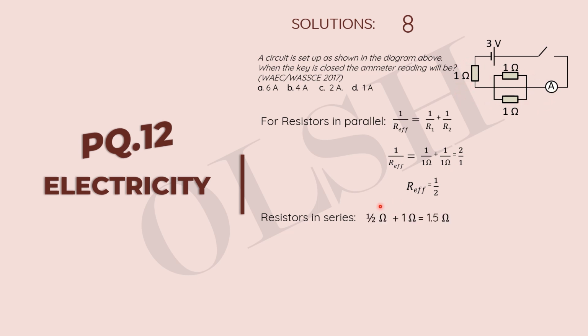So we add both resistances to get the resistance in series. So we have half plus 1 ohm. So this effective resistance here, half plus 1 ohm, will give us 1.5 ohms. Okay, so we go ahead to find the current from the voltage we have and the resistance of the circuit. So we're going to have V over R, which is 3 all over 1.5, and that gives us 2 amps. Okay, so our answer is C. We have 2 amps for that question.